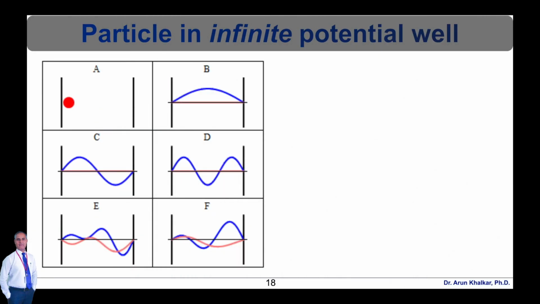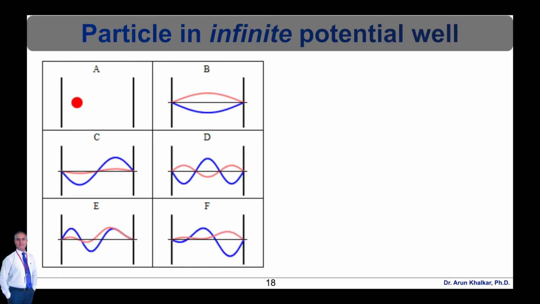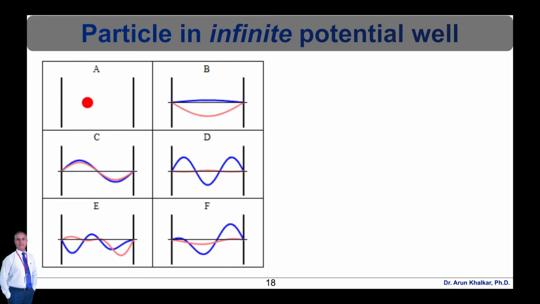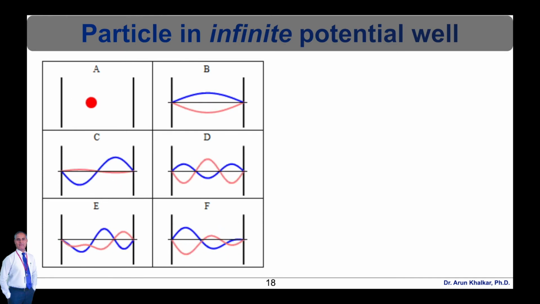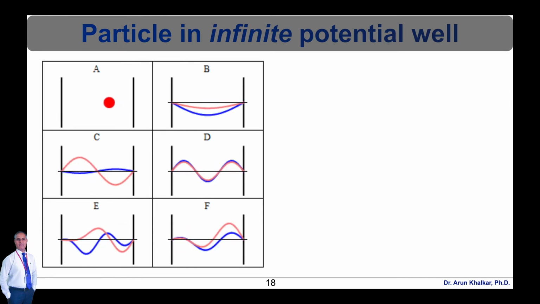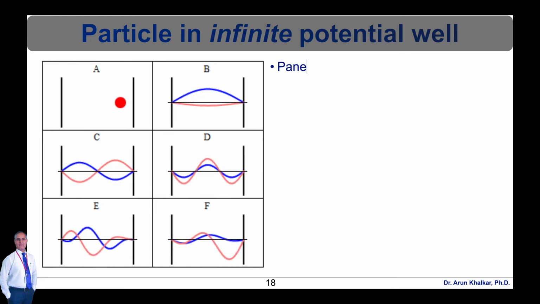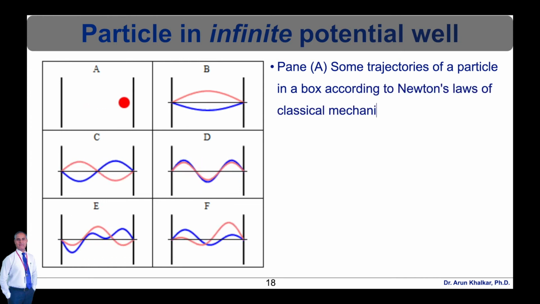Now let's see the animation diagram of the particle in an infinite potential well. Here a total of panes A to F are shown. The trajectories of a particle in a box, also called an infinite square well, are shown in classical mechanics in pane A, and in quantum mechanics in panes B to F.